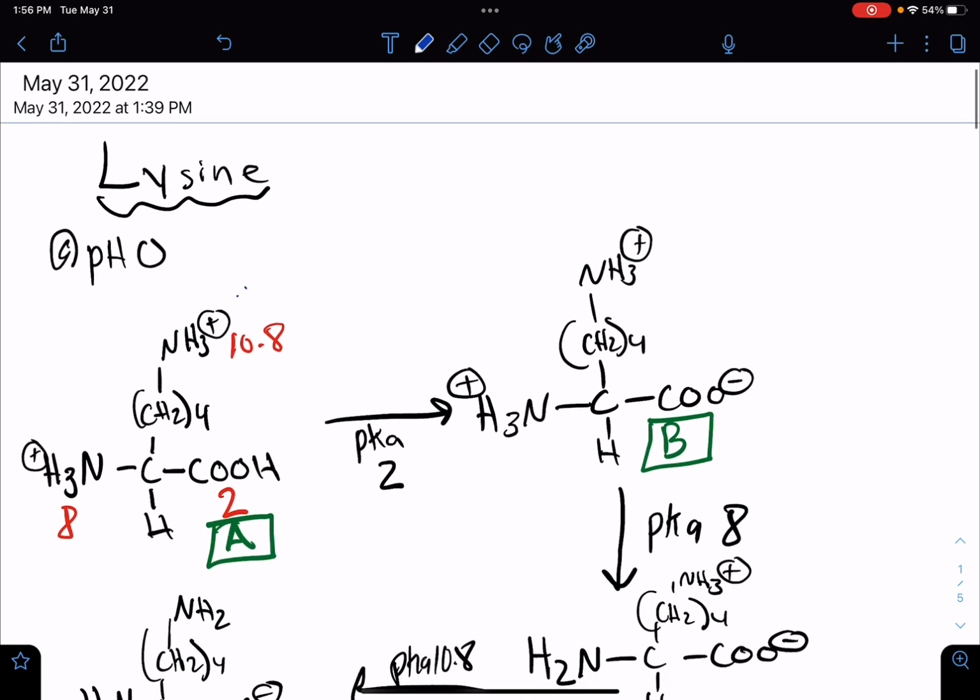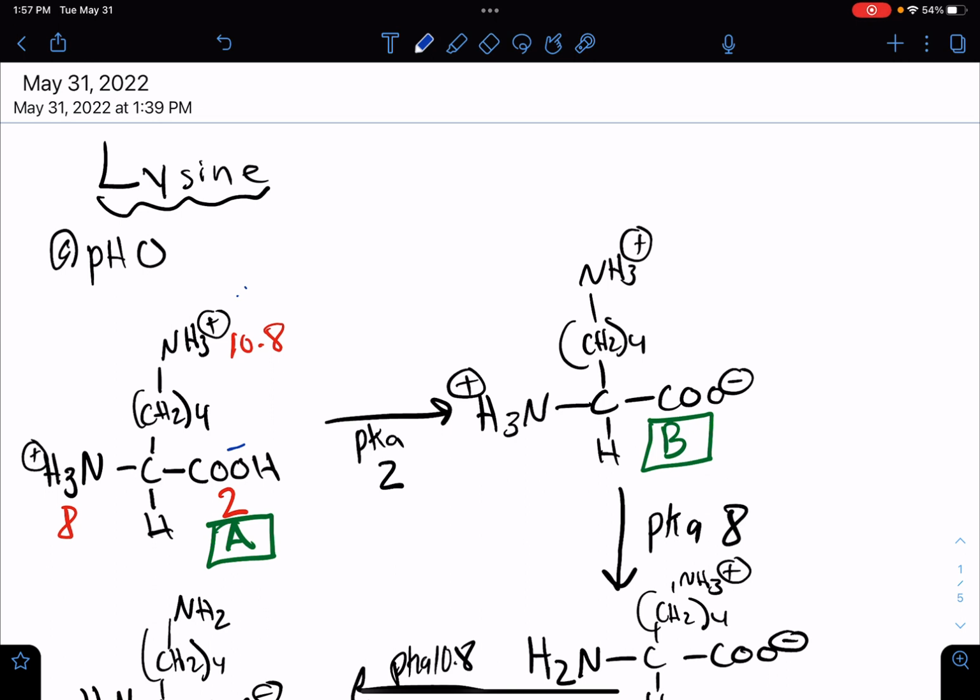At pH 0, you have this amine group attached to the alpha carbon, so that amine is going to have a pKa of 8. The carboxyl right here has a pKa of 2, so that proton will fall off first. And on the top, this amine group is going to have a pKa of 10.8.